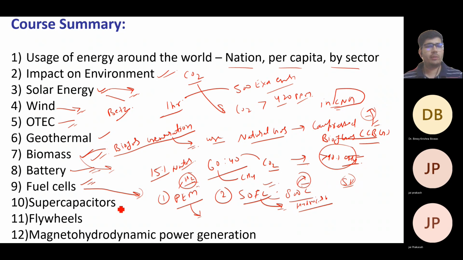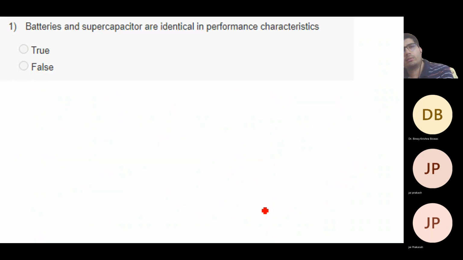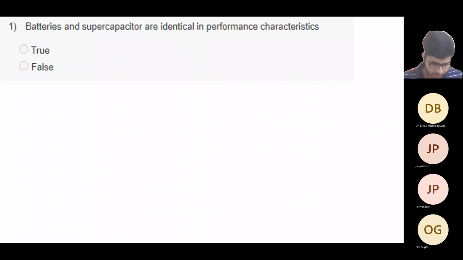Now, supercapacitors we have covered, flywheels we have covered, and magnetohydrodynamic power generation we have covered. Now let's come to the questions. The first question is, batteries and supercapacitors are identical in performance characteristics. True or false? So the question is, are batteries and supercapacitors identical in performance characteristics? Take 2-3 minutes to answer.